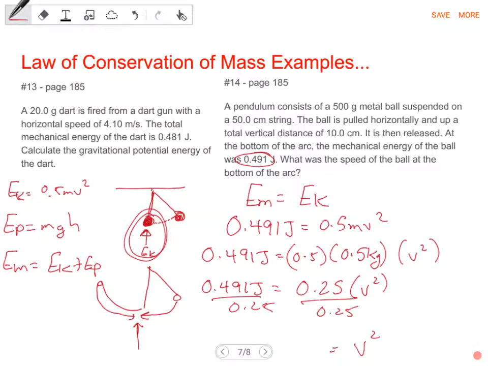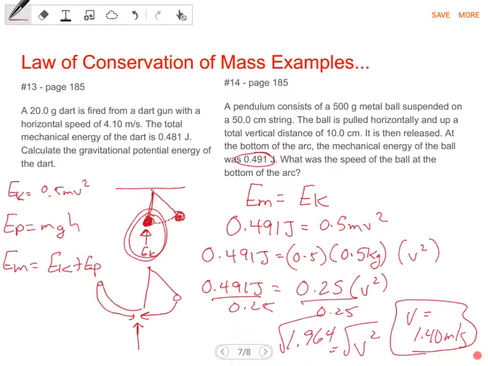V squared is equal to, so we'll go 0.491 divided by 0.25. It's 1.964. Square root. The velocity is, second function square root, second function answer. I got 1.40 meters per second.